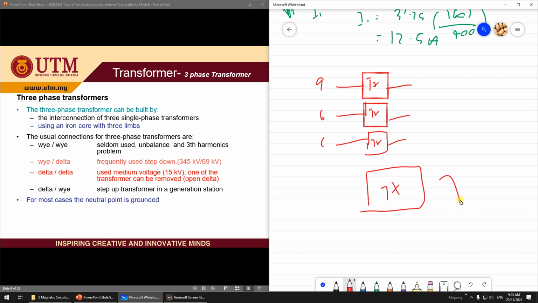Usually this transformer has 3 limbs. What is meant by 3 limbs? You have something like this: winding A, winding B, winding C, and the secondary part will usually be at the top, winding again. So that is how you use an iron core with 3 limbs. So these are the two types of transformer available. The usual connections of three-phase transformers are Y-Y, Y-delta, delta-delta, and delta-Y.